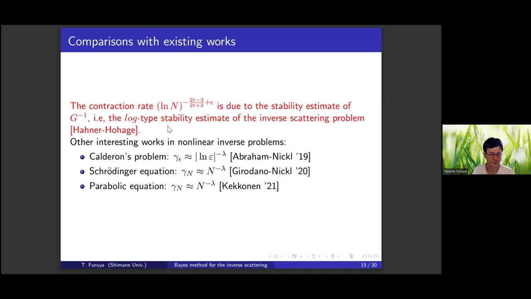Why this happened is that in the proof, I use a classical result on the stability estimate of the inverse scattering problem. This is known as a log type stability estimate, and it is also well known to be optimal. Since we only have the log type estimate for the scattering problem, our concentration rate is also log type. There is other interesting work about Bayesian methods for inverse problems, for example the Calderon problem, the Schrödinger equation and the parabolic equation, which had been discussed previously. Our case is the inverse scattering problem, and due to the log type stability, the concentration rate is not so good.